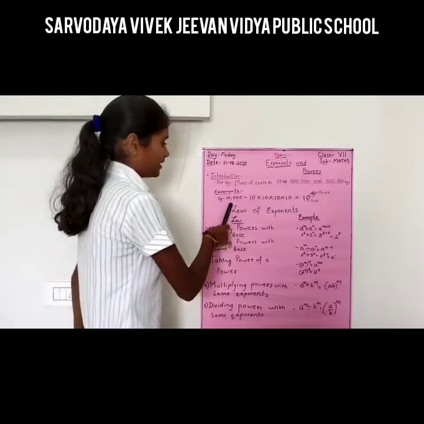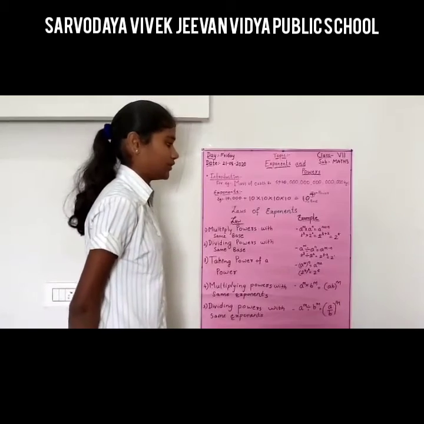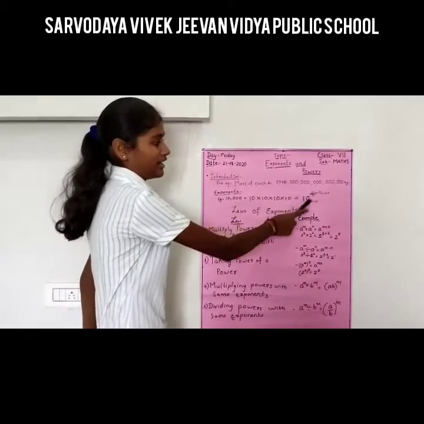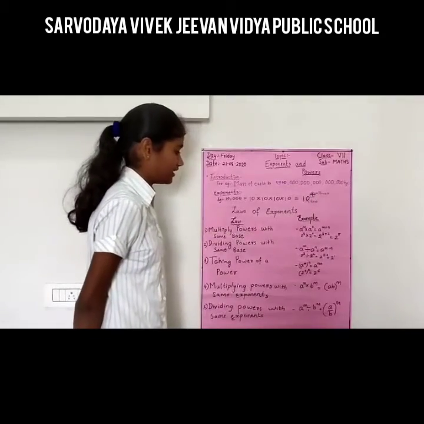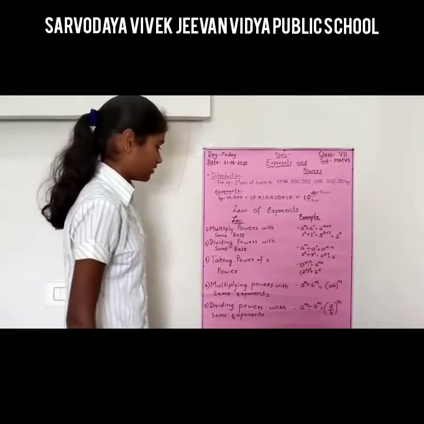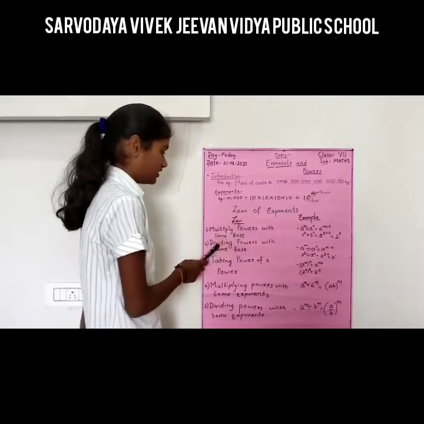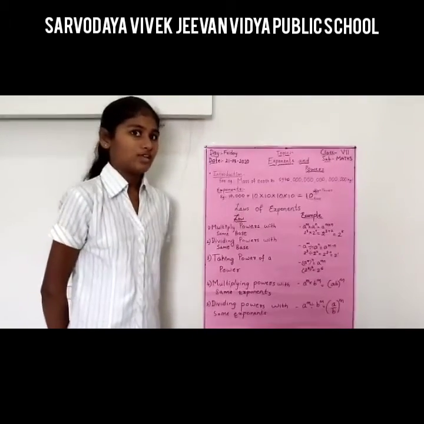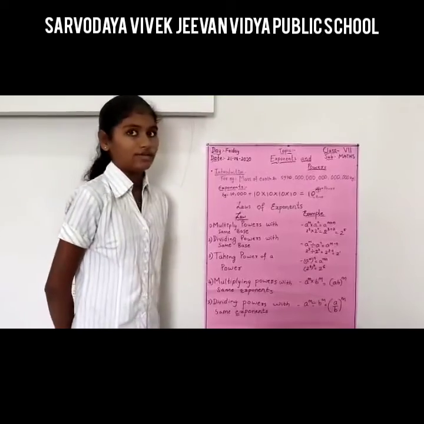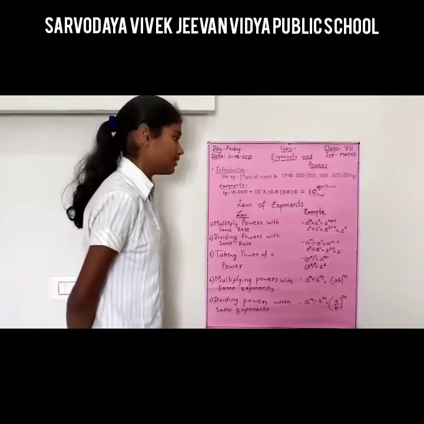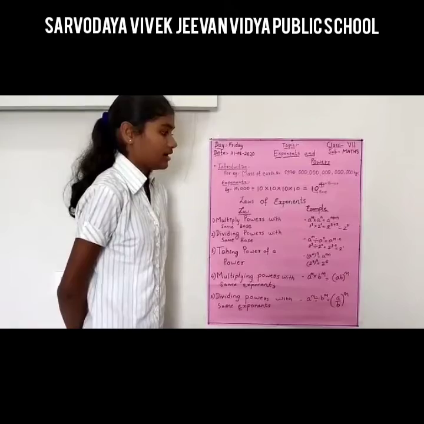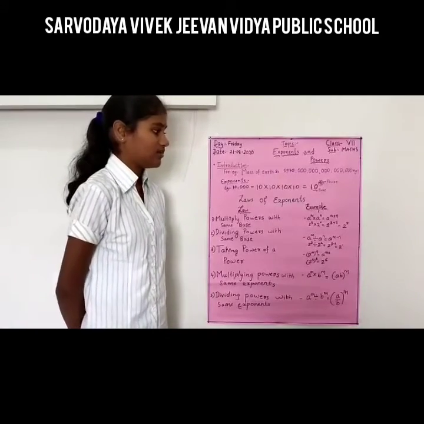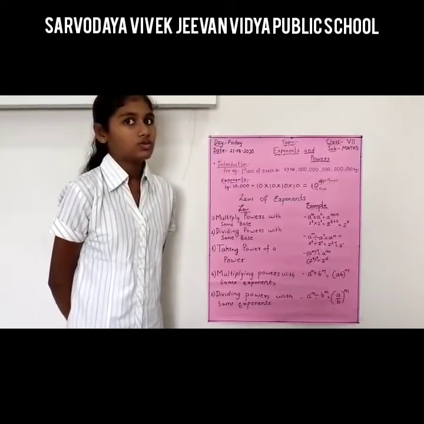For example, 10,000 is equal to 10 into 10, 10 into 10, which is 10 to the power 4. Let us see the laws of exponents. Law: multiplying powers with the same base. a to the power m into a to the power n is equal to a to the power m plus n. 2 to the power 3 into 2 to the power 2 is equal to 2 to the power 3 plus 2, which is 2 to the power 5.